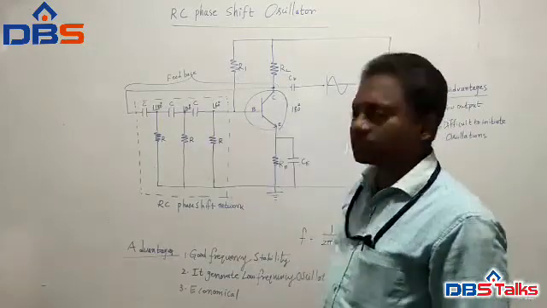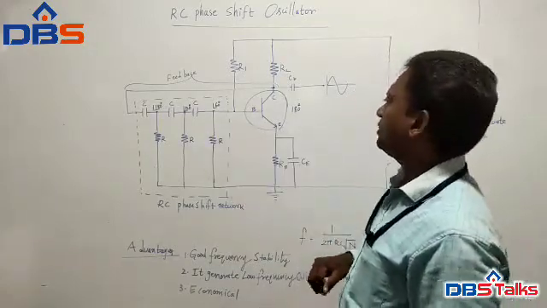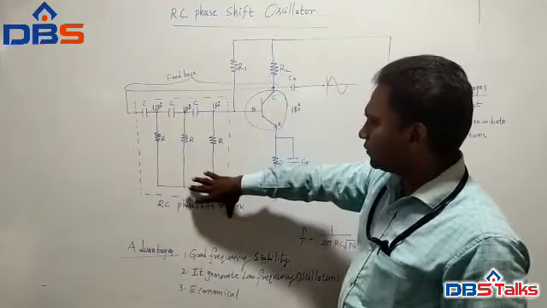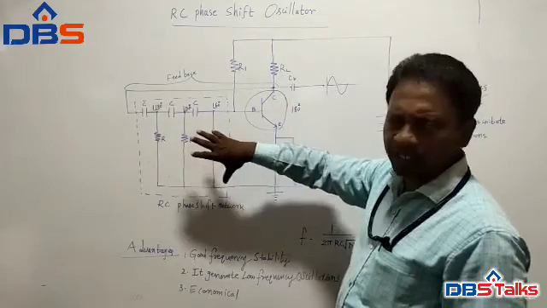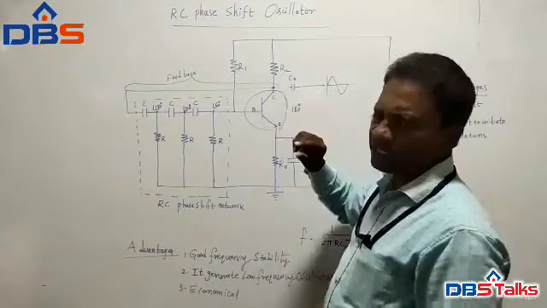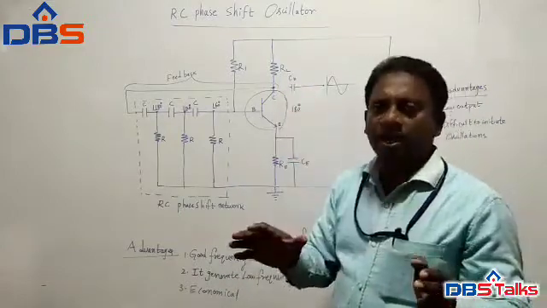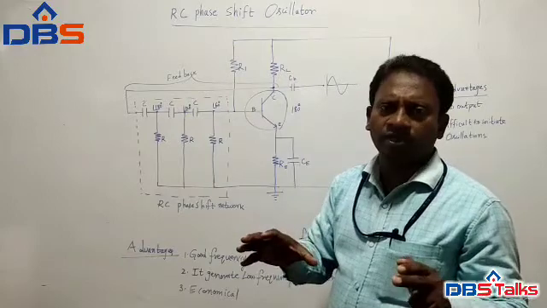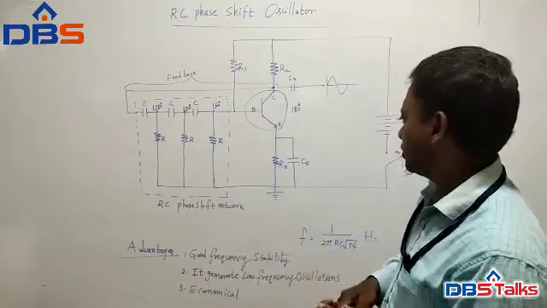And this is the RC phase shift network. And what is the feedback? The RC phase shift network, or otherwise we say the oscillating network or oscillating circuit, and this is the transistor amplifier. So these three parts collectively form an oscillator circuit.